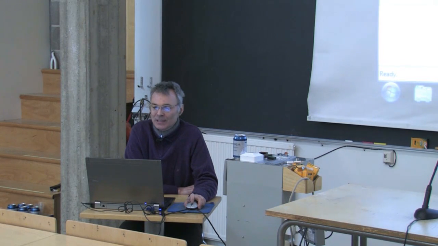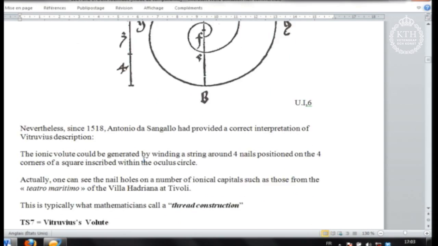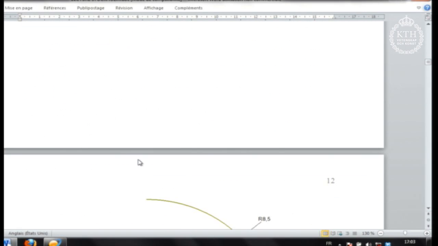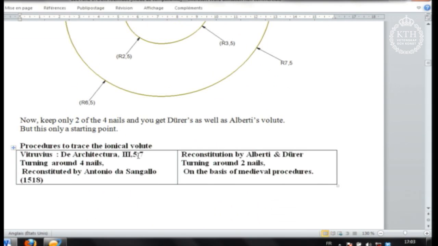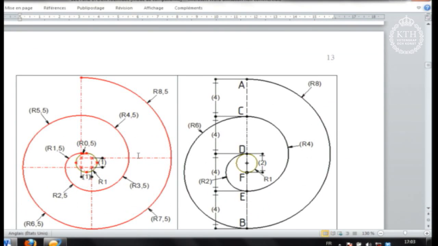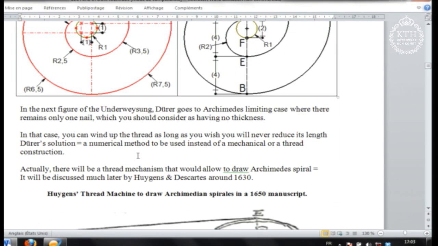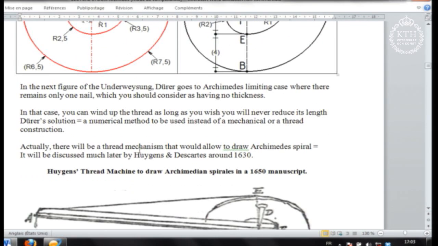Actually, Dürer's one is based only on 2 nails, because he's probably following the text of Alberti. And this is the first variation upon the instruction of Vitruvius. The next snail line from Dürer is the Archimedes spiral, which we could consider the same type of instrument with not anymore 4 nails, not anymore 2 nails, but 1 single one.